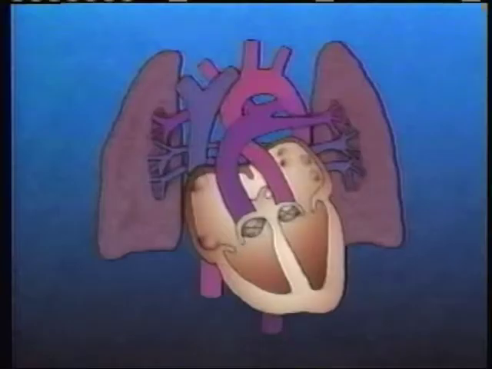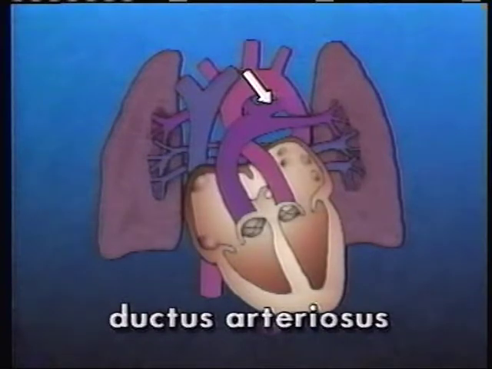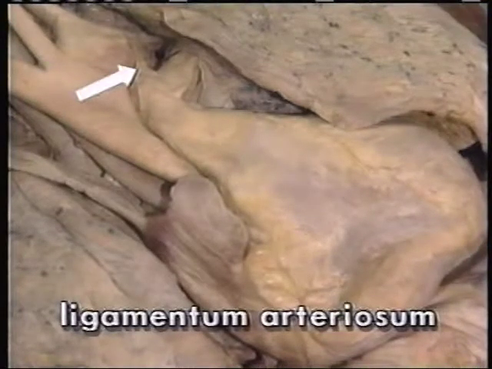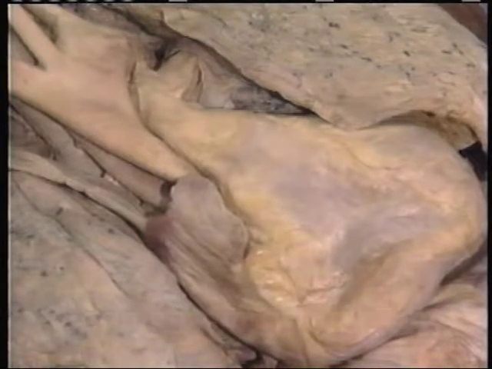In the fetus, blood does not enter the underdeveloped lungs through the pulmonary vessels, but is shunted instead from the pulmonary trunk to the aorta through the ductus arteriosus. The ligamentum arteriosum is the fibrous remnant in the adult of the fetal ductus arteriosus.